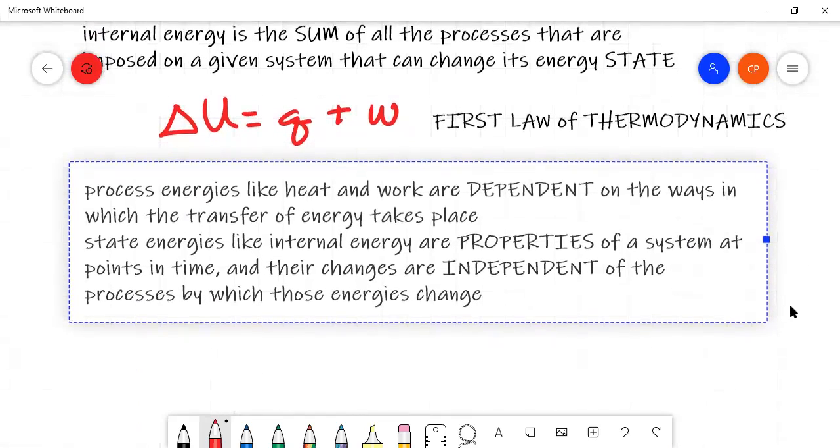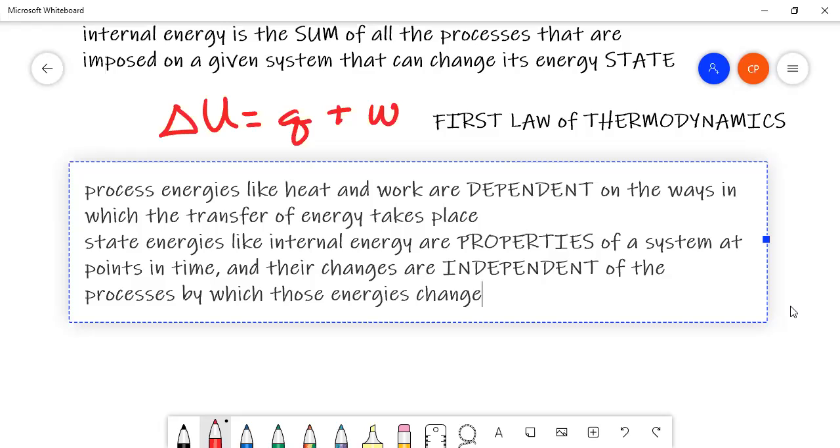There we go. State energies, on the other hand, can be properties of a system at an individual point in time. Let me say that a little bit more simply. I can't have an initial heat and a final heat. I can't have an initial work and final work. You will never see me write delta Q or delta W. Heat and work are properties of processes.